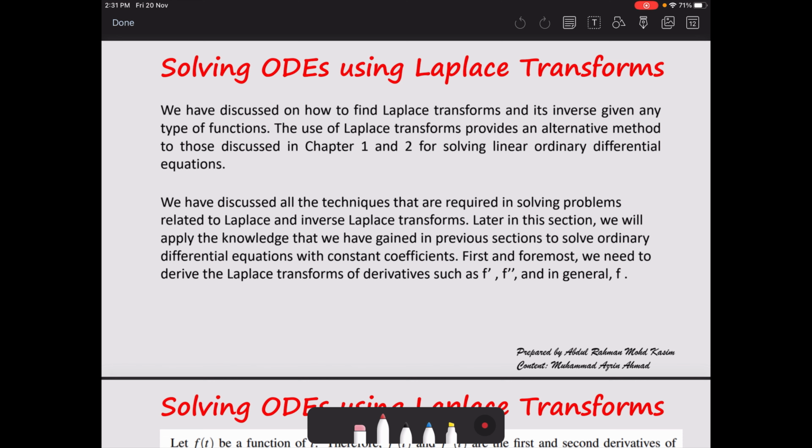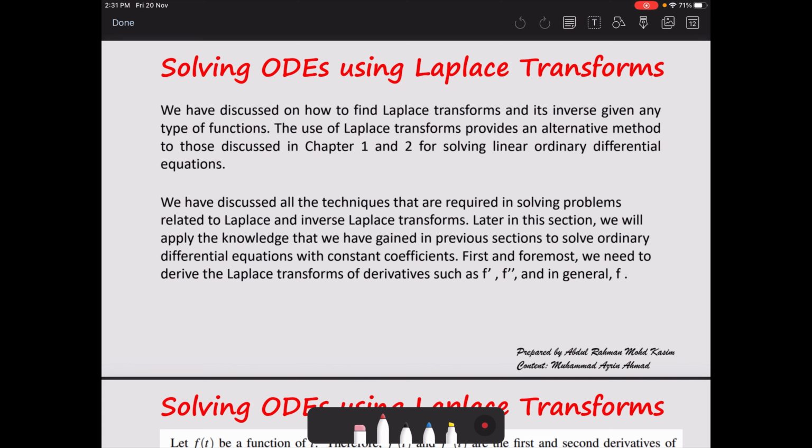Okay, so we have discussed how to find the Laplace transform and its inverse given any type of function. The use of the Laplace transform provides an alternative method to those discussed in chapter 1 and chapter 2 for solving linear ordinary differential equations. We have discussed all the techniques required in solving problems related to the Laplace and inverse Laplace transform. Later, in this section, we will apply the knowledge that we have gained in previous lessons to solve ordinary differential equations with constant coefficients.